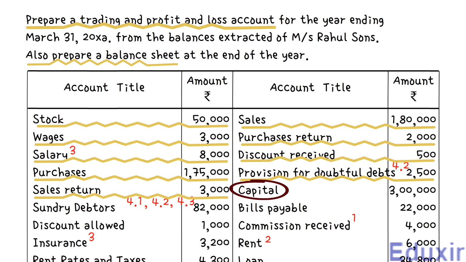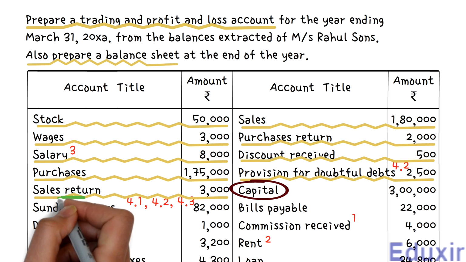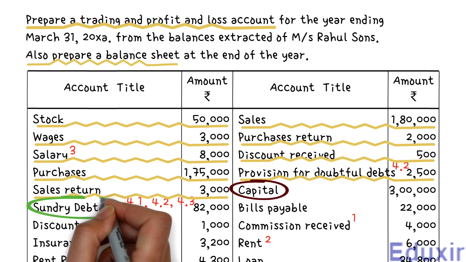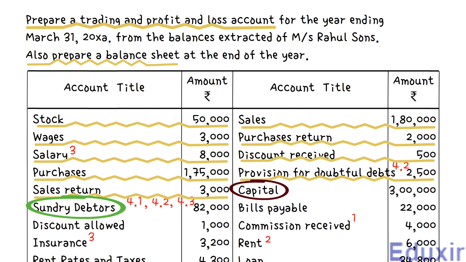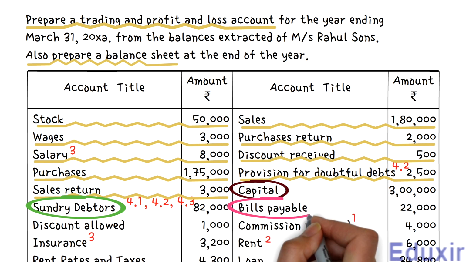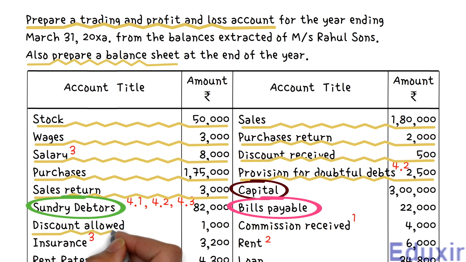So let's consider the next entry. As you can see, the next entry is Sundry Debtors. As we know, we should consider the Sundry Debtors when handling the balance sheet. So let's leave it there and jump to the next entry. The next balance is bills payable. As you know, this should go into the balance sheet on the liabilities side. So the next entry that we should consider is the discount allowed.